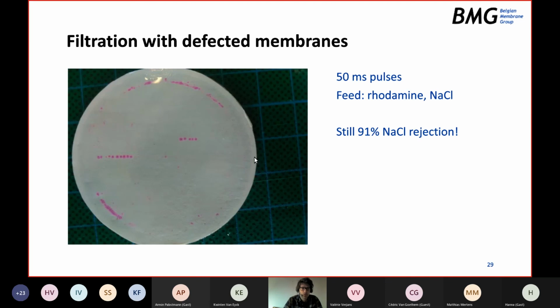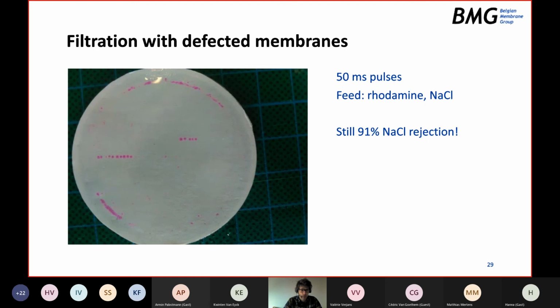So this was with a Sterlitech dead-end filtration cell, and you can very clearly see the ring where the O-ring was pressed onto the membrane. And of course, if you press an O-ring onto a membrane, it makes sense that you damage the membrane at that spot. But unfortunately, those damaged areas are still accessible to the feed solution. Otherwise, the rhodamine would not penetrate into the membrane. So ideally, if the cell is closed, the area of membrane that is damaged by the O-ring should also be sealed off, which is not the case.